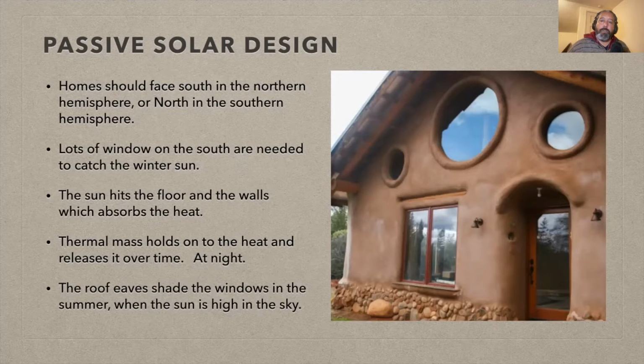We also use earthen floors. So the earthen floor is able to absorb that heat from the sun that's coming through the south, through the windows, and heating the ground and then heating the floor, and it's able to radiate that.